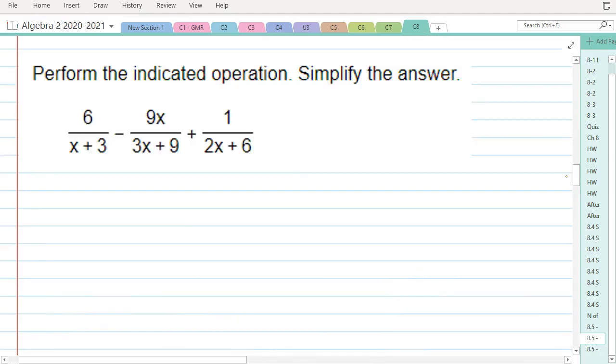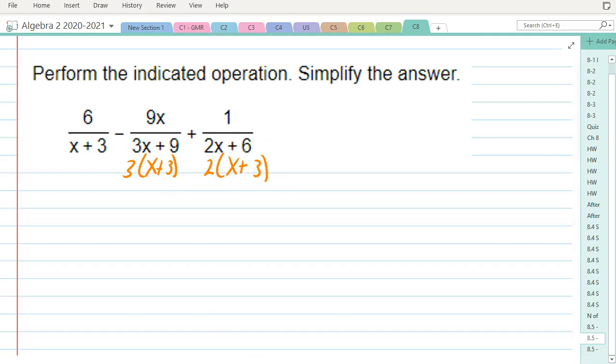All right, here's another one. It's a little bit easier because there's less on top, but a little more difficult because there's more on the bottom. Factor anything that can be factored on the bottom. I have an x plus 3, great. I have a 3x plus 9. That can be factored with the GCF, giving me 3 times x plus 3. And then I have 2x plus 6, again, can be factored with the GCF, giving me 2 times x plus 3.